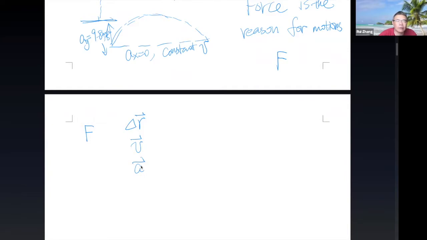So how do we do that? Again, we have to do a bunch of experiments to verify if there's a relation between force and displacement, or between force and velocity, or between force and acceleration, or if there's a relation, what kind of relation it is.